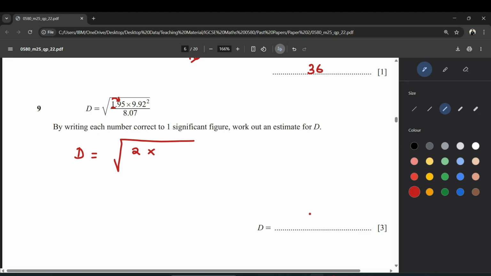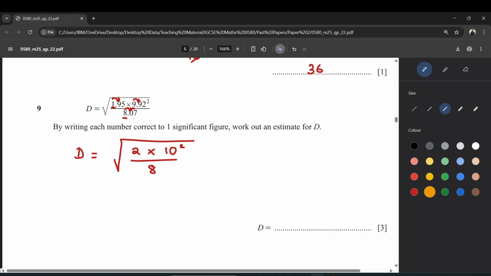Similarly, we have 9 and the next digit is greater than 5, so again 1 is going to add over here, so I'm going to write this 10 squared. Do not forget the squared. 8.07, again 8 is the first digit, and I'm going to check the next one. Since the next digit is less than 5, 8 will remain as it is. So this is how we have written all of them to 1 SF.